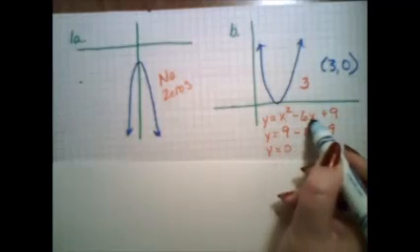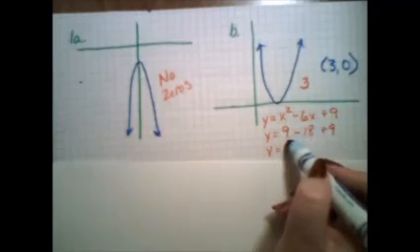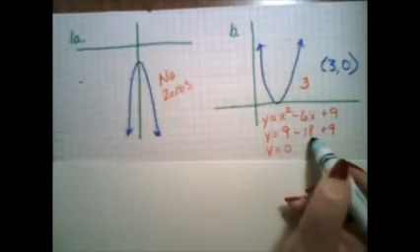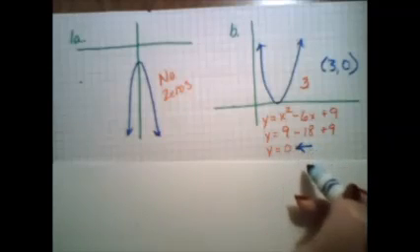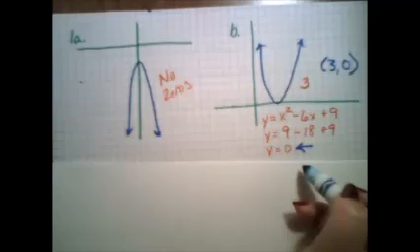So we're going to drop a 3 in for all of our x's. We're going to end up with 9 minus 18 plus 9, and that ends up equaling 0. So that is our zero. So we have checked our answer.